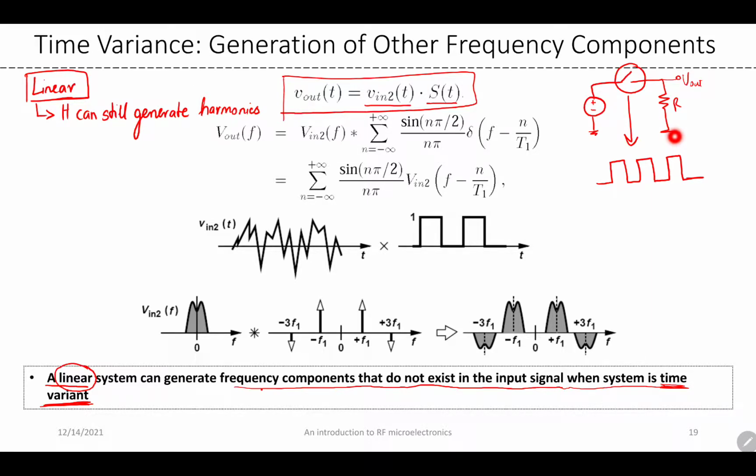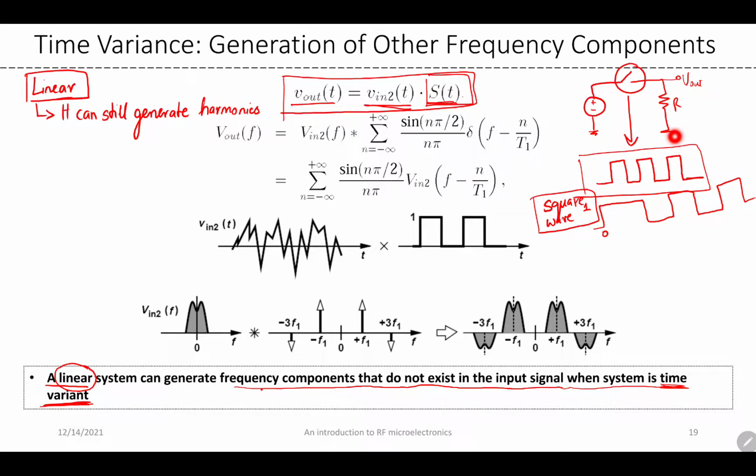Now, if you look at V out, it is nothing but V in times the switching response. Now, it might have a different shape, but it's still some sort of a two-level signal, right? It will have a 1, it will have a 0. It's a two-level signal. It will always be a square wave, because that's how switching signals are. They're always square waves. So it will be a square wave, and then it's multiplied by V in 2.